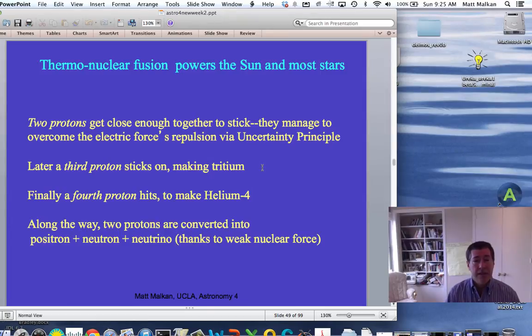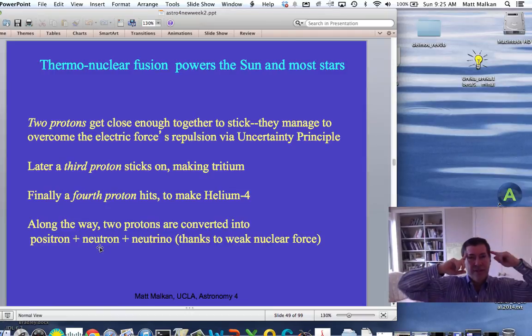So finally, in rapid succession, a 4th proton has a chance of hitting and sticking, and then you have 2 protons and 2 neutrons. You have the nucleus of a helium-4 atom. So the net effect is that 4 protons came together, and what came out was a helium nucleus with some interesting transformations. Well, let's see. 2 of the protons actually got converted into neutrons. Now that's a sort of an interesting reaction there.